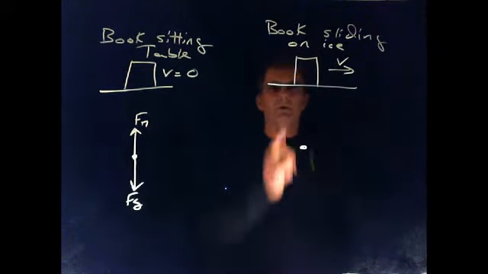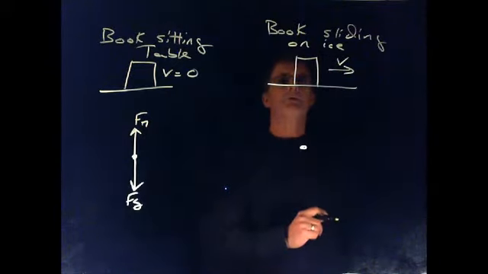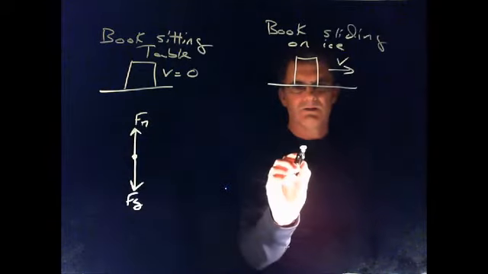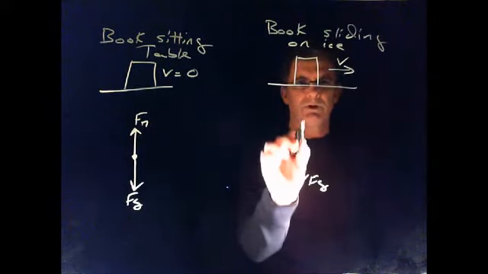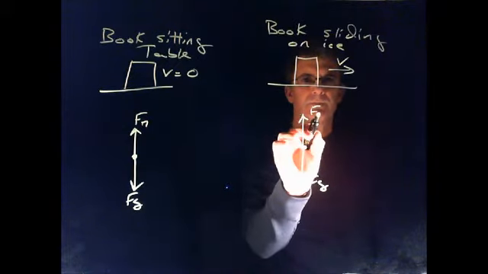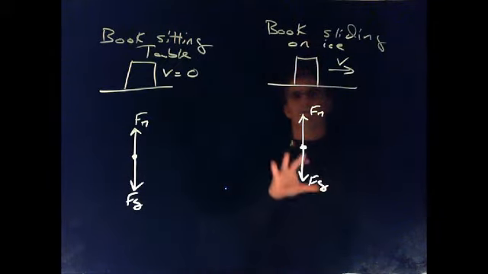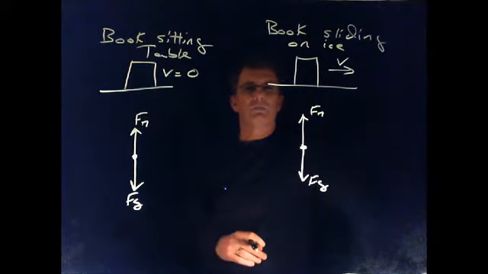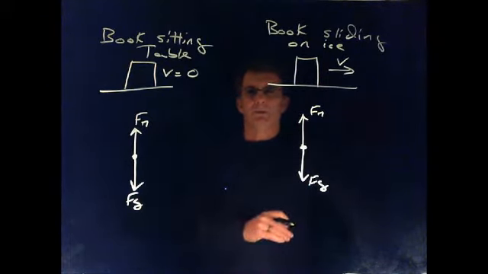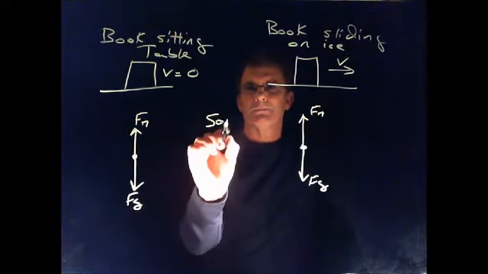So on this book that's sliding across the ice, I still have gravity acting on it. The ice is pushing it up. That's a normal force. And then that's it. We have no force that's continuously pushing. I don't care about the force that got it moving. It's already moving. These are the same.